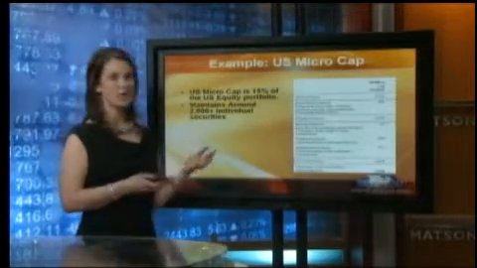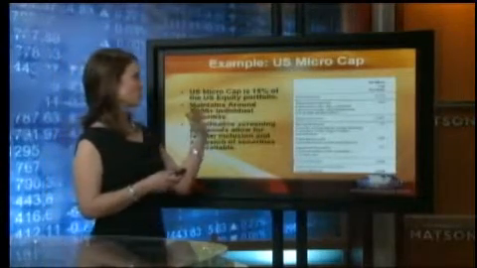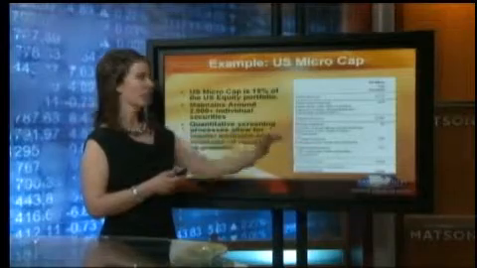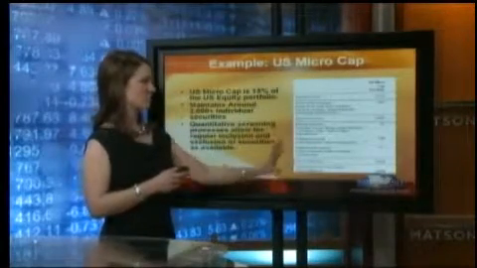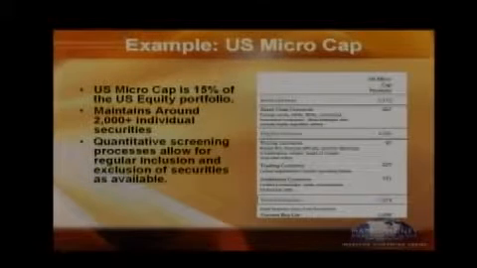So for example, in the U.S. equity portfolio, 15% of the portfolio is allocated toward the U.S. microcap. And within that sector, within that asset class, there's initially 3,000 candidates for that part of the portfolio.